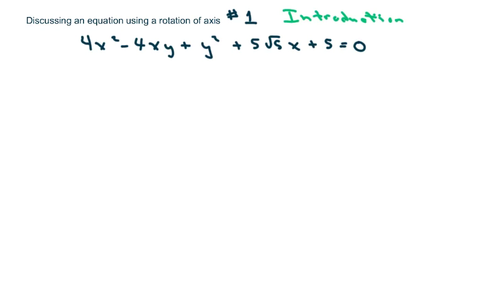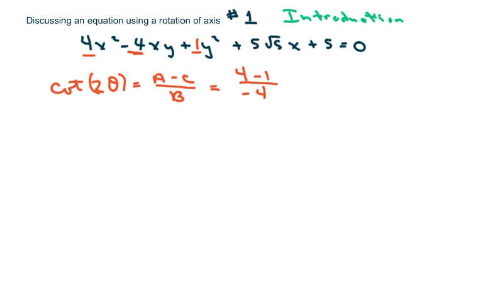Hi everyone, we're going to discuss an equation using a rotation of axis, and we're going to go ahead and graph it as well. We already did rotation formulas, but we're going to go ahead and do that here. And the first thing we know is that cotan of 2 theta equals A minus C over B. So this is your A minus C, which is 1 here, over your B, which is negative 4.